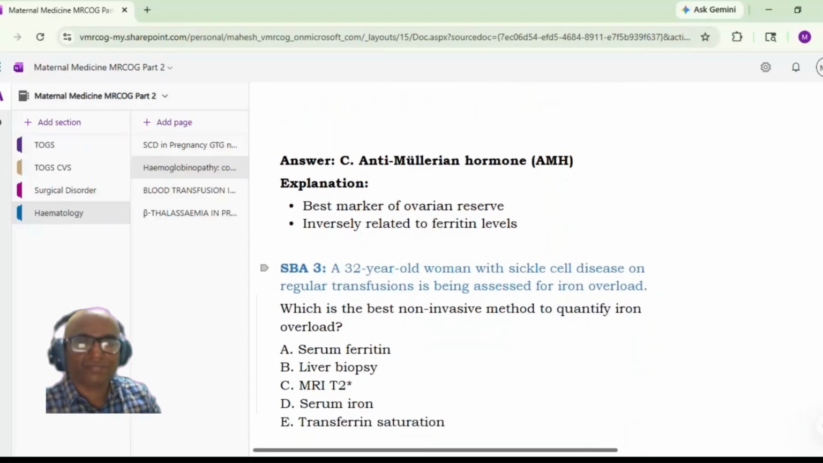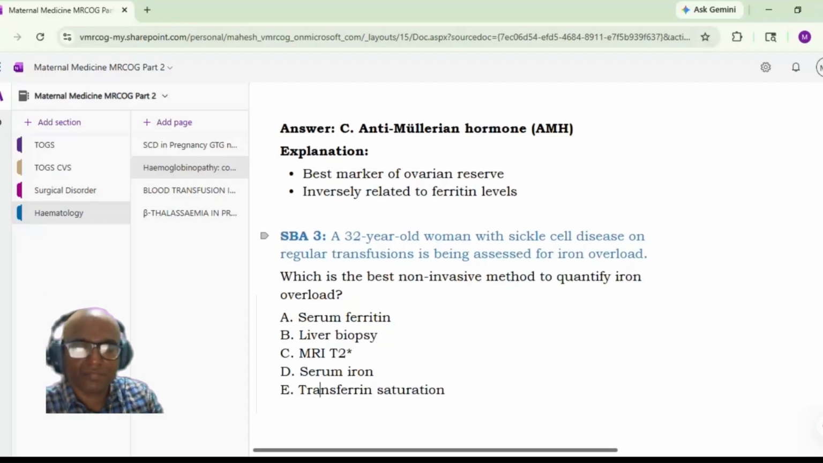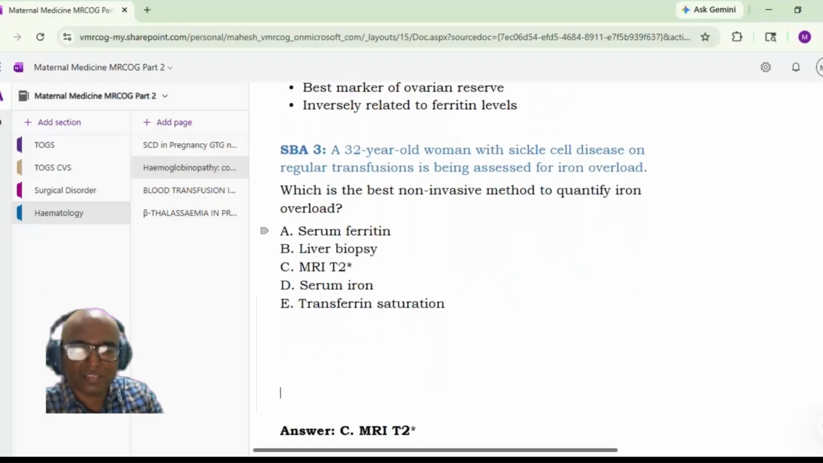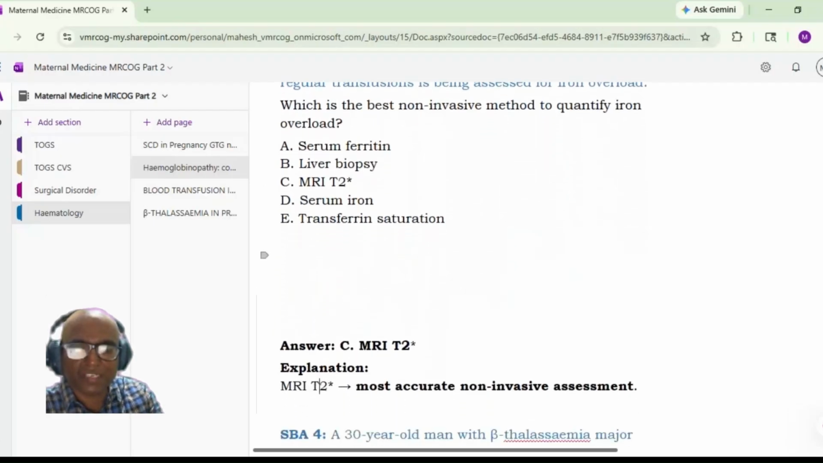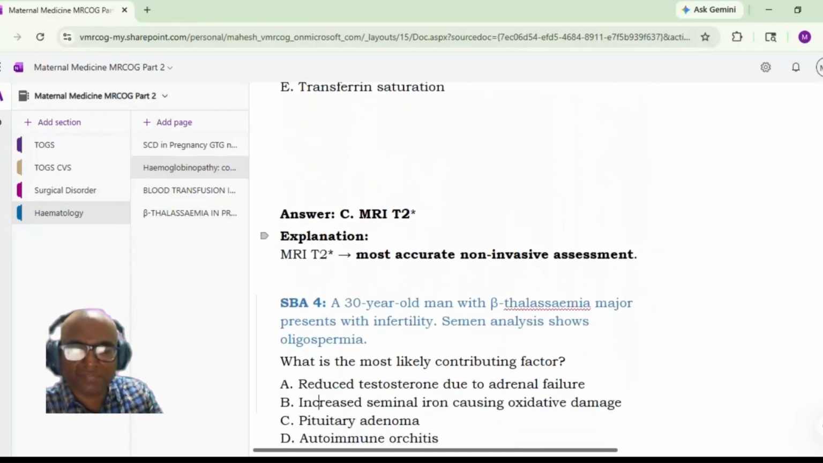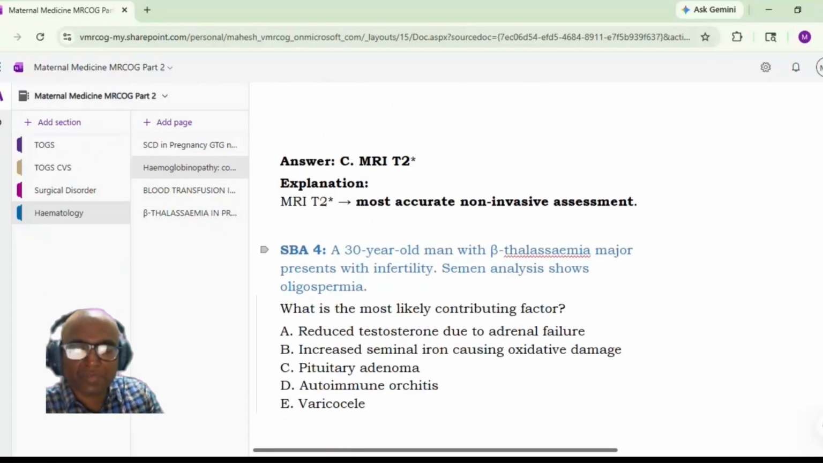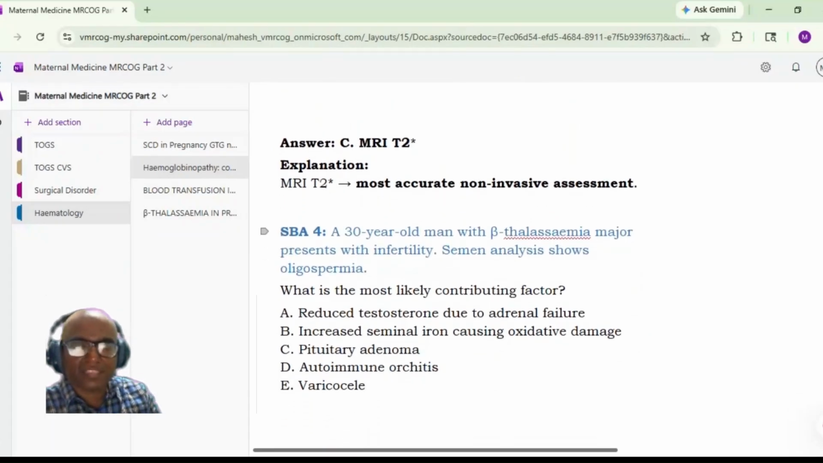Next. A 32-year-old woman with sickle cell disease on regular transfusion is being assessed for iron overload. What is the best non-invasive method to quantify iron overload? A. Serum ferritin, B. Liver biopsy, C. MRI T2, D. Serum iron, E. Transferrin saturation. The answer is C, MRI T2. Yes, that is the non-invasive test. MRI T2 is the most accurate non-invasive test. You should also remember the levels.